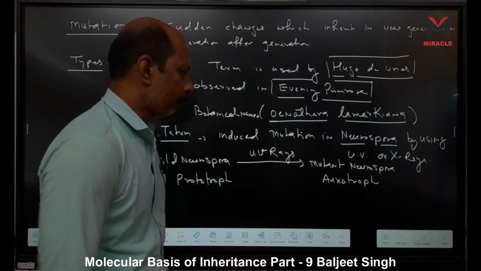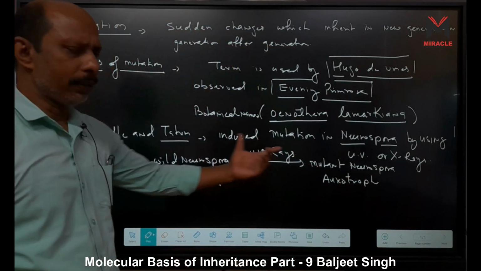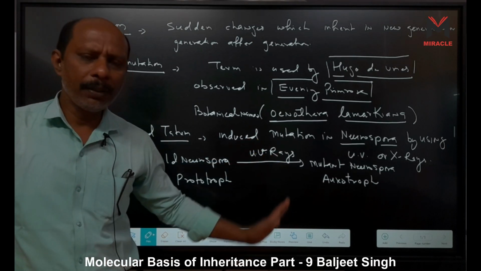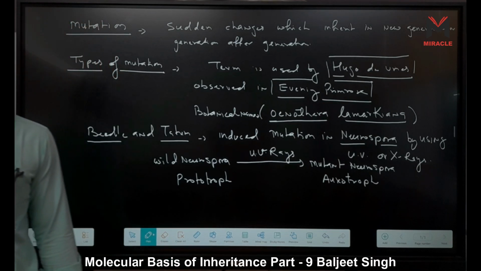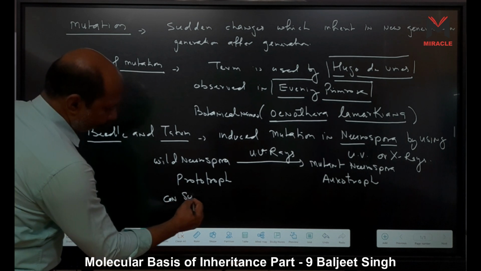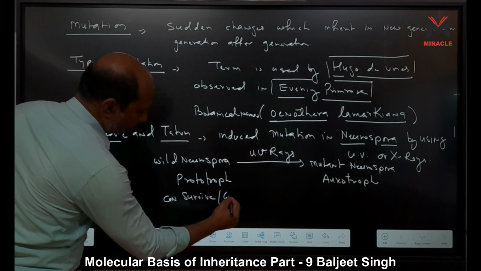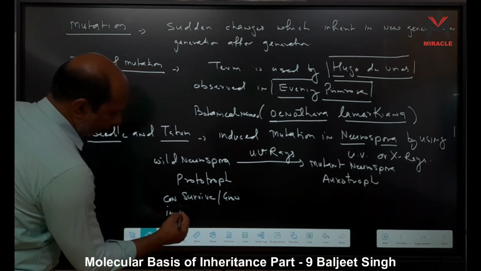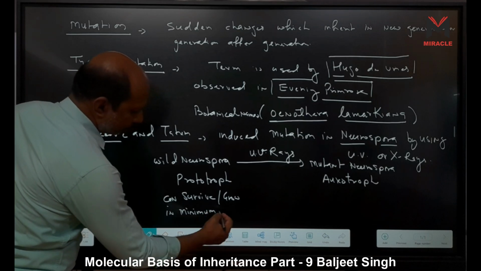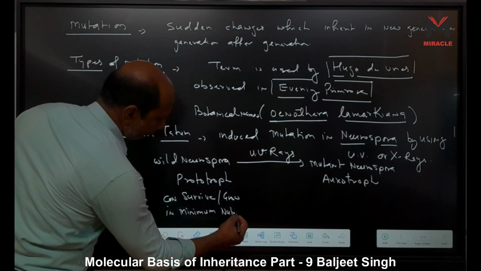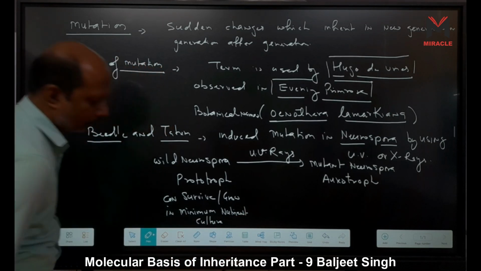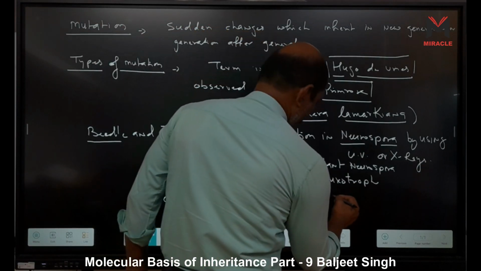What is the importance of this? Beadle and Tatum understood what happens during mutation: one mutant means one metabolic block. They observed that this Neurospora can survive and grow in minimum nutrient culture, but this one cannot survive.